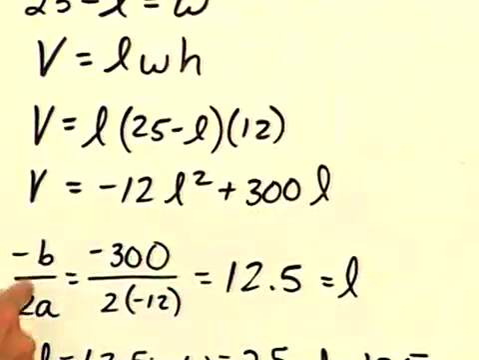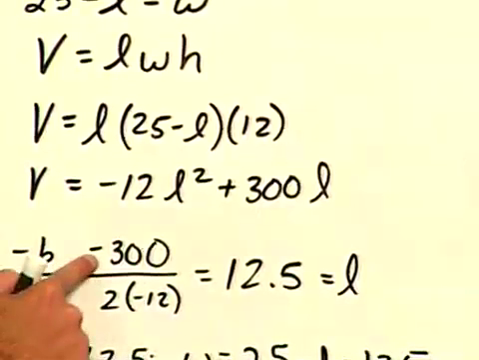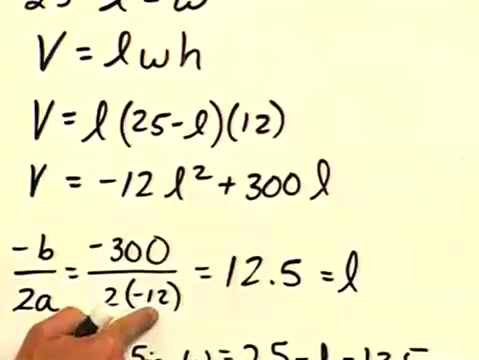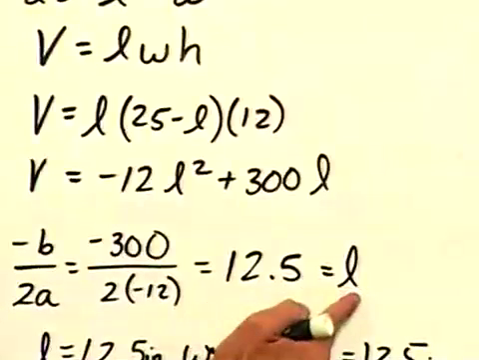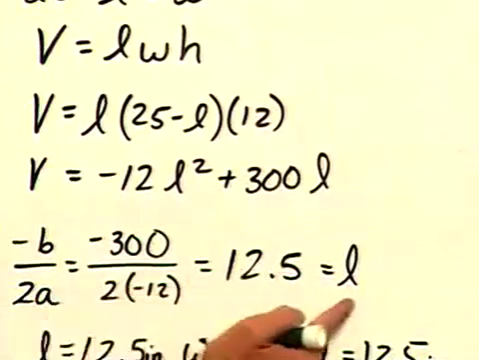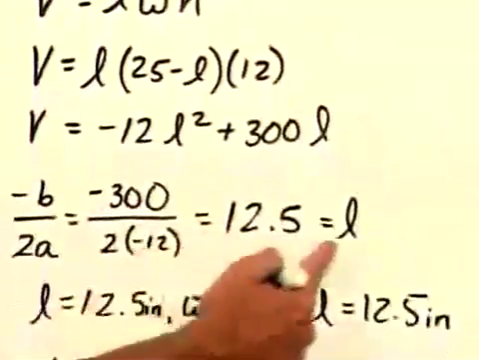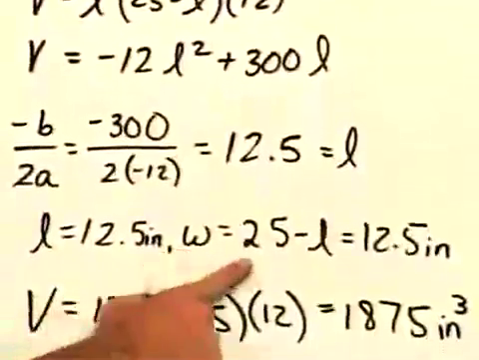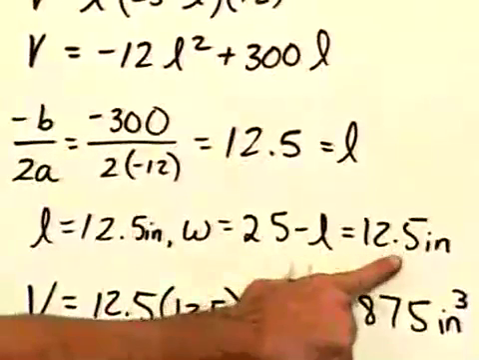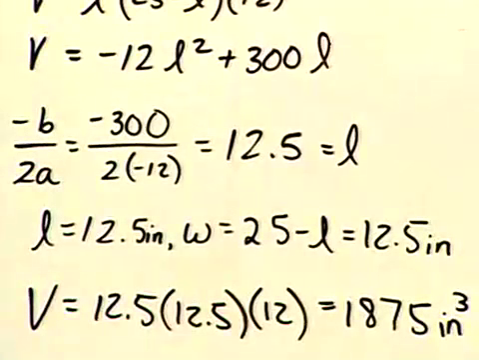So if I use negative b over 2a to find this length that will maximize my volume, I have negative 300 over 2 times negative 12. And if I simplify that, I get 12.5. And that, remember, is my length, because this is my x-coordinate or my L-coordinate of my parabola if I were to graph this. So if my length is 12.5 inches, then my width will be 25 minus my L, or 12.5 inches. So the length and width that will maximize the volume is 12.5 inches for both the length and the width.